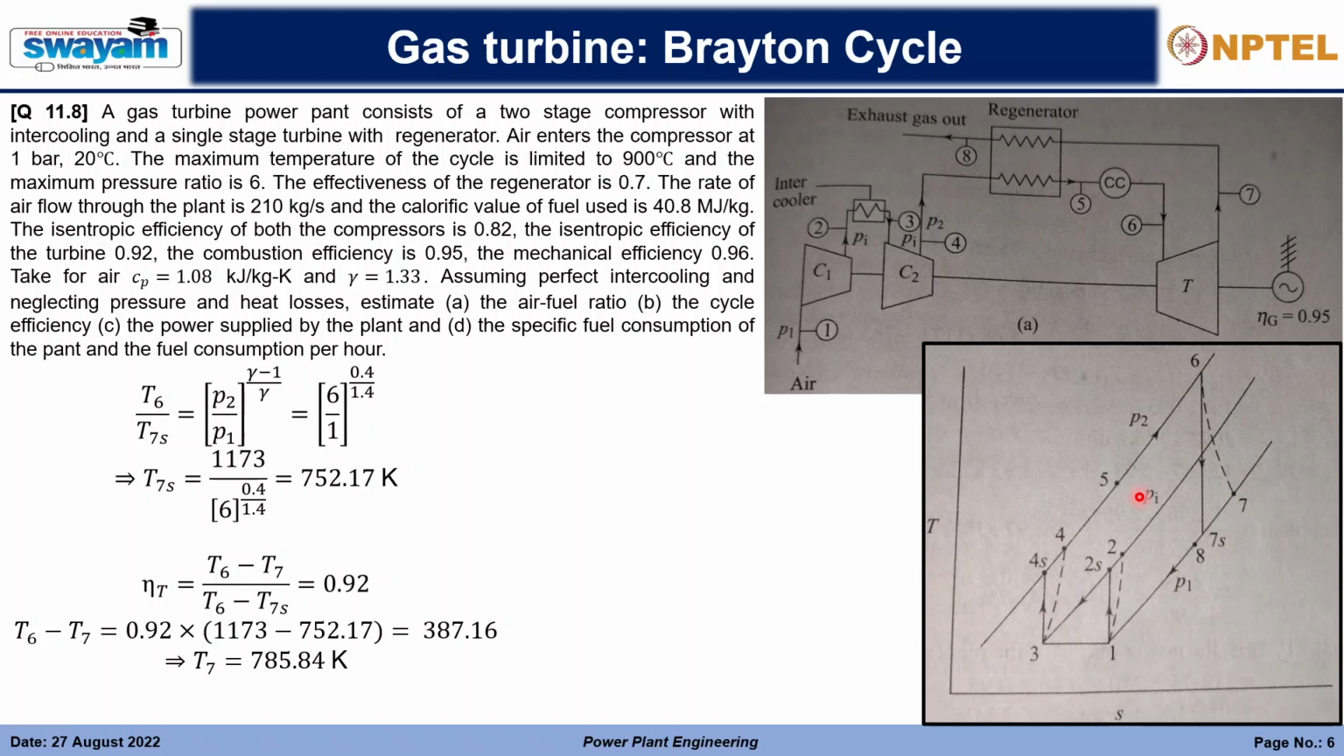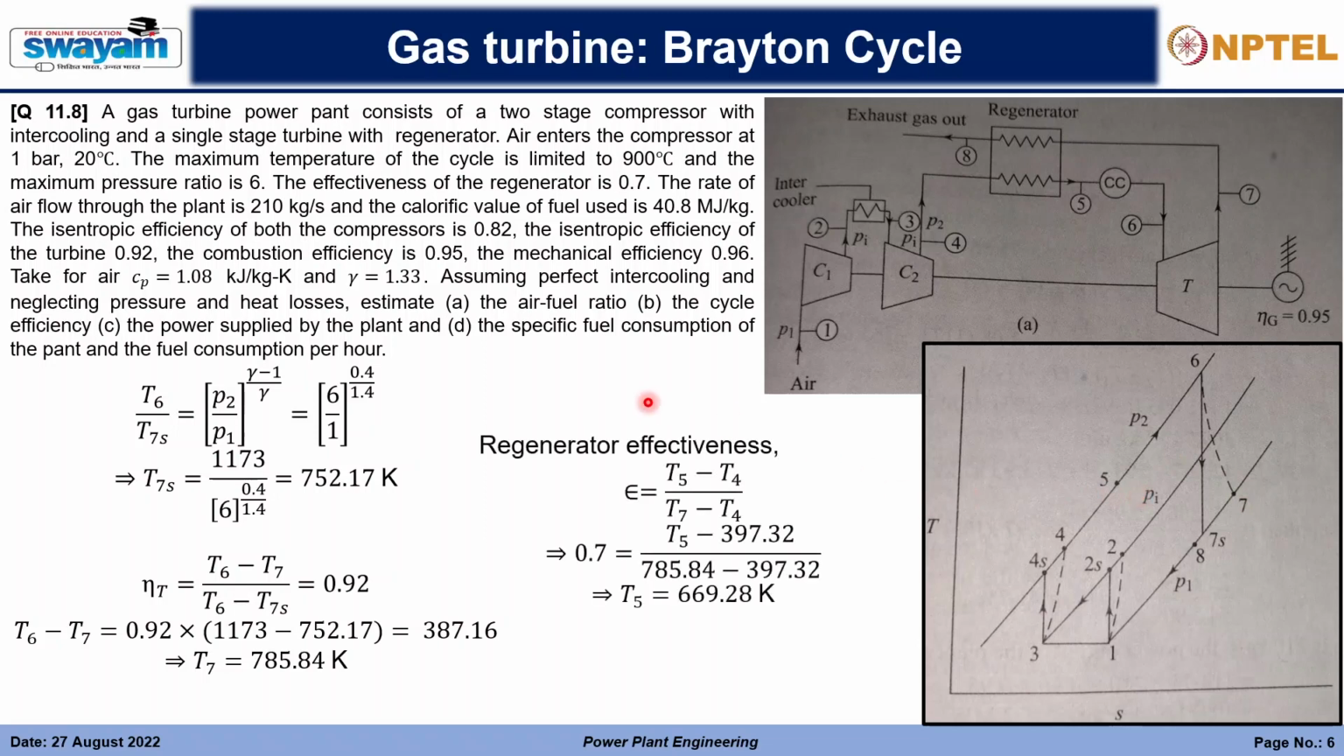Okay, we will have to consider the regenerator also. What the regenerator does is it utilizes the energy from the T7 flue gas, and it heats up the air leaving the compressor.